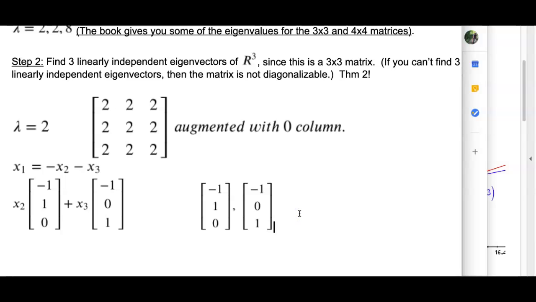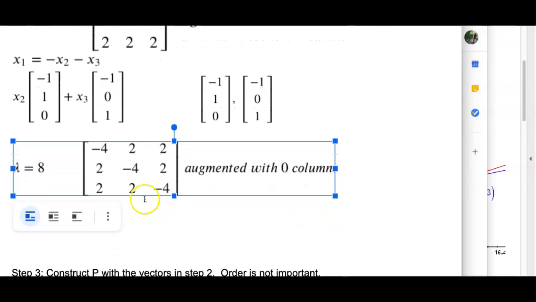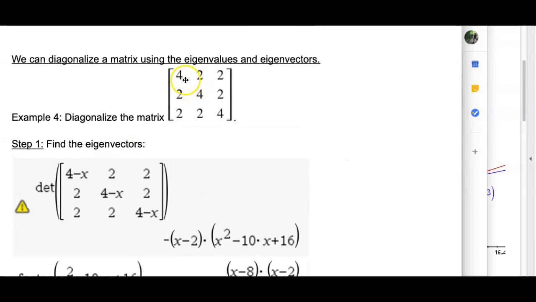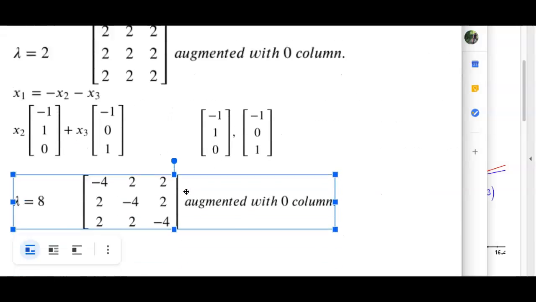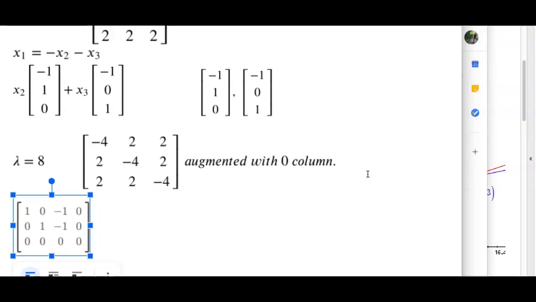Okay, now what if I do lambda equal to 8? If I do lambda equal to 8, I take this same matrix that I had originally, and I'm going to go 4 minus 8. So that will give me negative 4 on the diagonals. So that's where it's happening here. And then it's augmented with a 0 row. So now I'm going to reduce this, and I get this situation here.